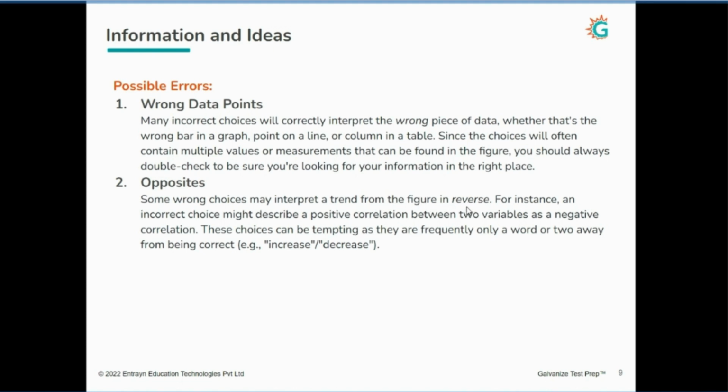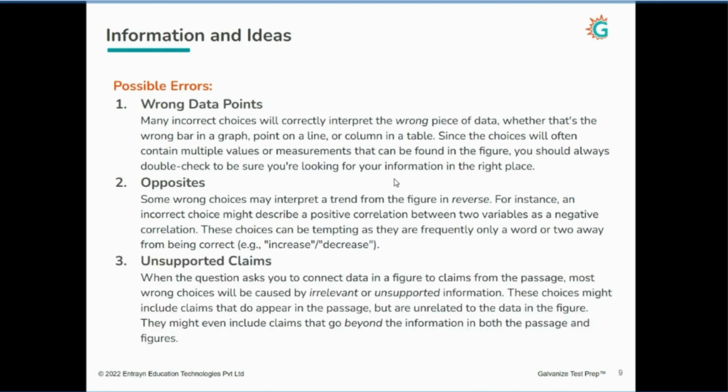There might be some trend, but it's interpreted in the reverse way. But suddenly when you read it, you catch the words and you think it's correct. Okay, so just be careful. And also, the options can go beyond the graph or beyond the passage or both. That is, they may stretch something that is given there and generalize that particular trend. So you cannot call that option, right? So in such cases, you should be careful.